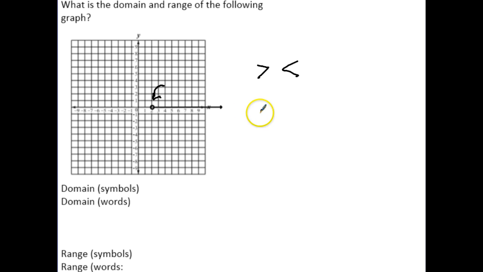Do we want to look at y? Are we looking at x? It says we're looking at the domain and the range. So we're going to find both. The domain of this is going to use the x number line, which is right here.